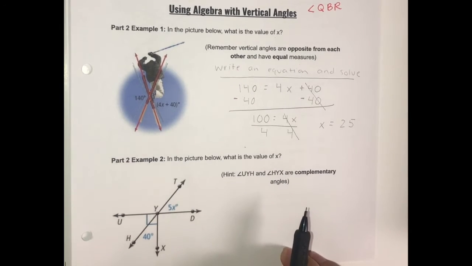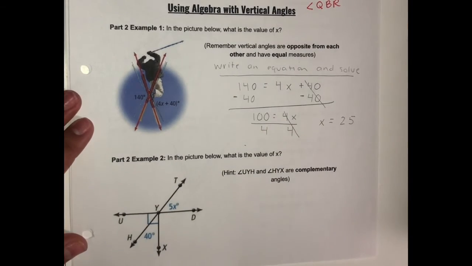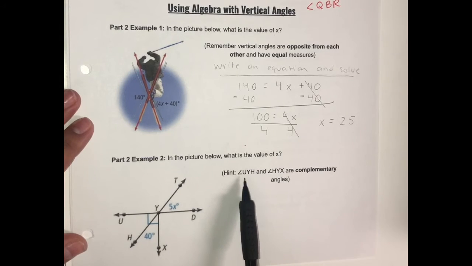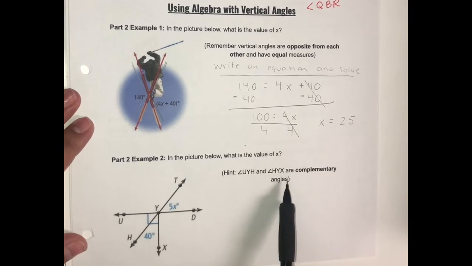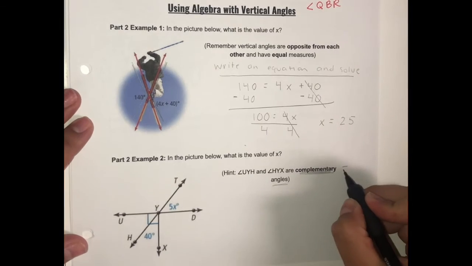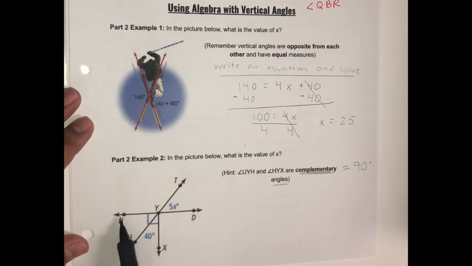Looking at part 2, example 2, in the picture below, what is the value of x? So looking at the picture, there's a hint that says angle UYH and angle HYX are complementary angles. So if we think back, complementary means that it is equal to 90 degrees. So if we look, angle UYH and angle HYX are complementary, meaning these two angles together form a right angle, 90 degrees.